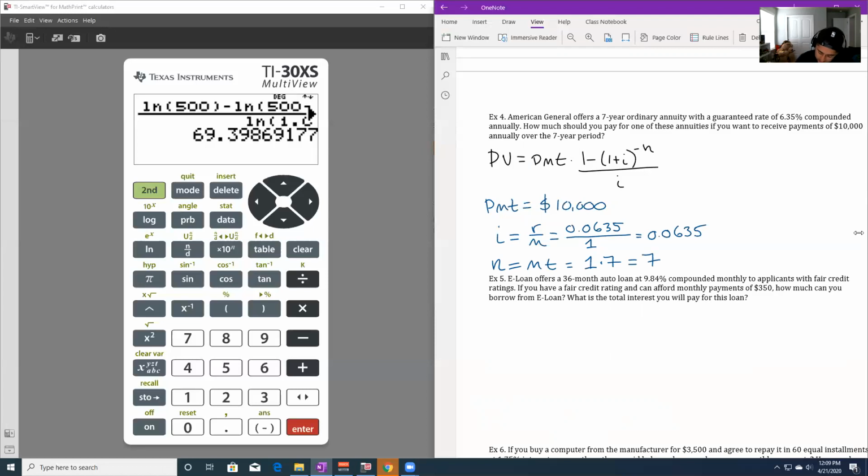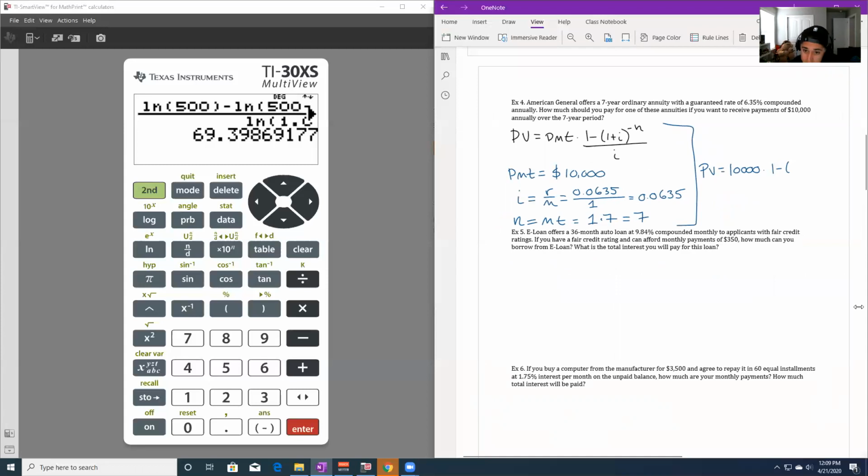Okay. Take all of this and plug it into the formula. So PV equals 10,000 times, let me move over, 1 minus, you can see it like that. There we go. 1 minus 1 plus I, so 1 plus 0.0635 raised to the negative 7 all over I, which is 0.0635. All right, which means our present value.